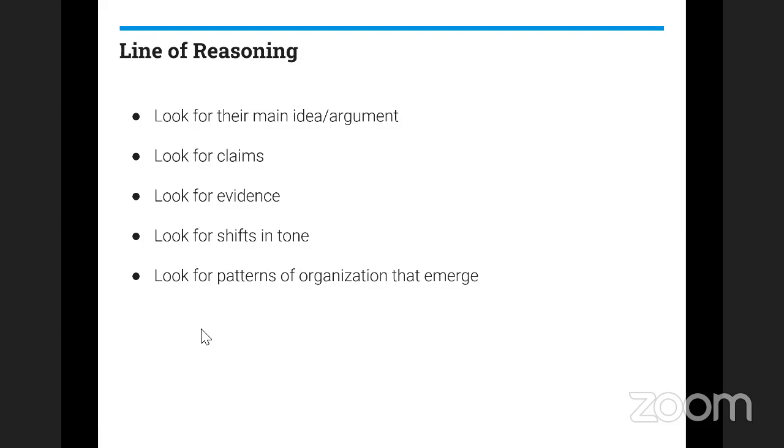So to analyze the line of reasoning in a rhetorical analysis essay, you might want to do the following. Look for the main idea and argument, look for claims they're making, look for evidence that they use. Also look for shifts, especially in tone. You'll notice those when you see them, because there'll typically be some kind of a change in either the pattern or the way that they're conveying information or in their tone. And then look for patterns that emerge. So that's one of the things that you want to do when you analyze the prompt.